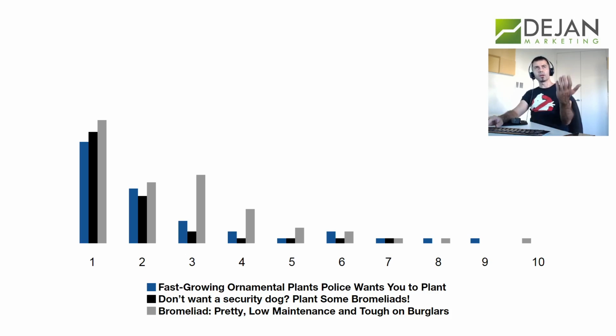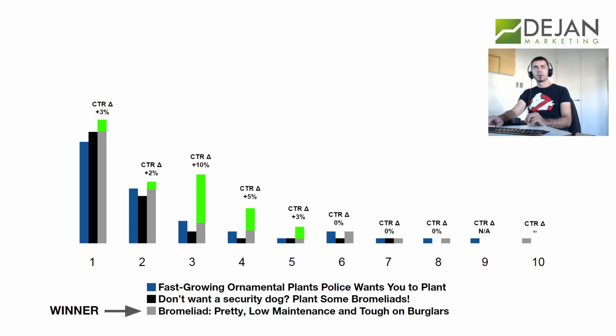So in the graph here, we're seeing in blue the first article, in black the second article, and in gray the third article. So once we observe their behavior and users' choices on those articles based on what users feel they present in the results, we can find our winner, which in this case is the third one, bromeliad. Pretty, low maintenance, and tough on burglars. Which is a little bit disappointing because I was really confident that throwing police in there was going to make a really big difference. But apparently, with my own test, it shows that for one reason or the other, this title or this topic wins. So we can see how the CTR delta, or the difference from the expectation, is actually quite different on every position. And for some reason, on position 3, our CTR boost was 10%.